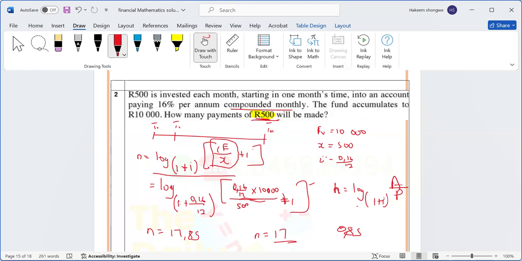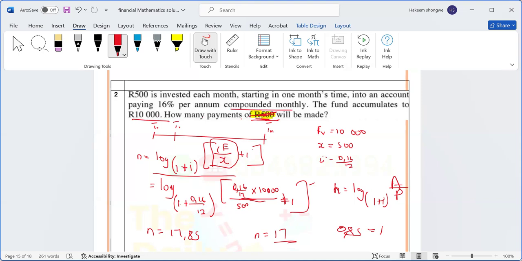Now, 0.85 is not a full month, meaning on the last month you are not going to put 500, you're going to put something less. Because if it was 500, you would get N as 1. Since you got 0.85, it shows you're going to be putting maybe something like 300. But all in all, the investment is not for 17 months, it's for 18 months. If they said how many payments were you going to make, and not how many payments of 500, you're going to say it's 18. Because they just said, how many payments did you make to get 10,000? You didn't make 17 payments. You made 18. Does that make sense?